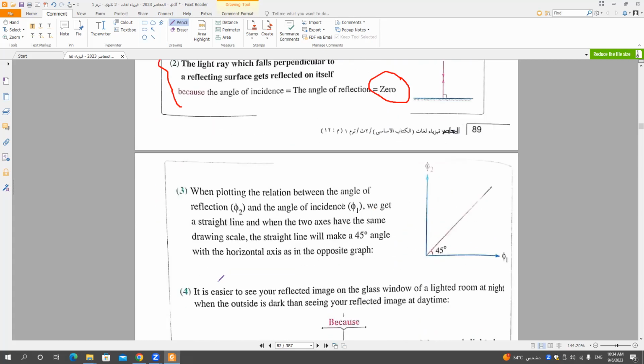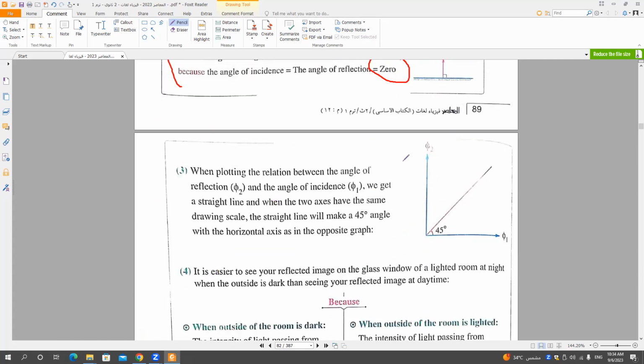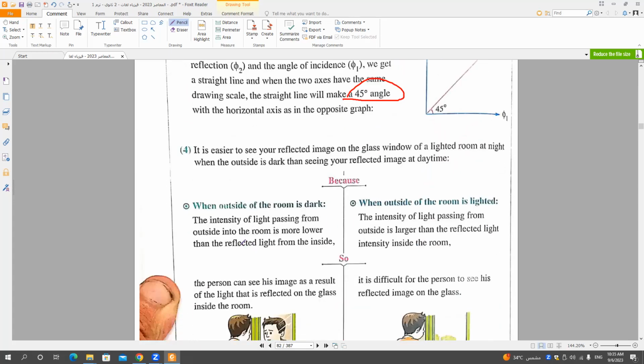What is the relation between the angle of incidence and the angle of reflection? It is a direct relation, so the slope here equals 1. Tan 45 equals 1.